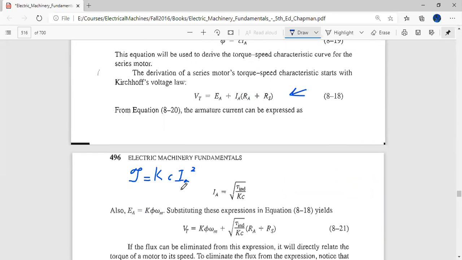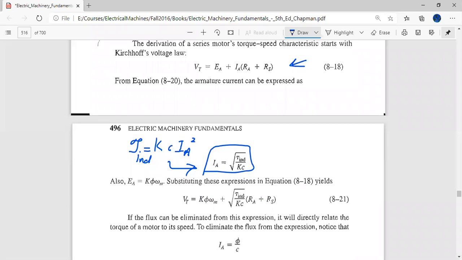It's not a linear function of the armature current, but a squared function of the armature current. And we make IA the subject of this equation. So it will become the square root of torque induced divided by Kc. Okay, so this comes from this expression. And now we substitute values in the expression for the KVL, Kirchhoff voltage law.